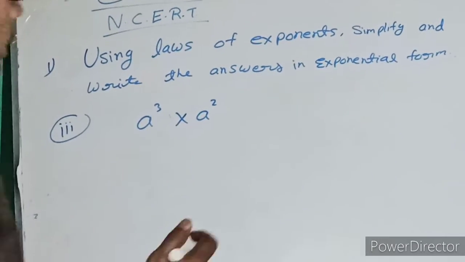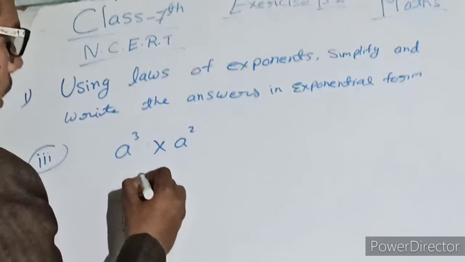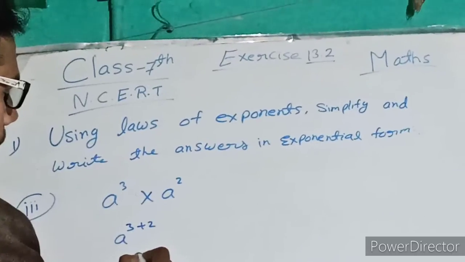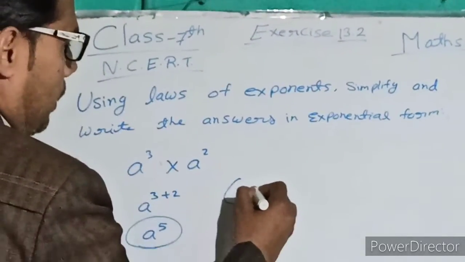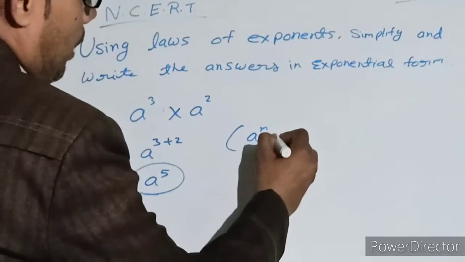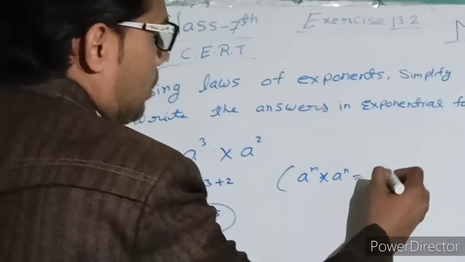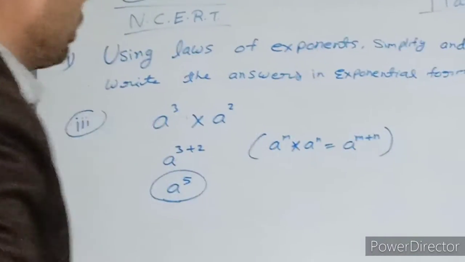Now look at question number 3. a raised to the power 3 multiply a raised to the power 2. So we will do it like this: a raised to the power 3 plus 2, and the answer is a raised to the power 5. Which formula have we used here? a raised to the power m into a raised to the power n equals a raised to the power m plus n. So this is the answer of the third question.